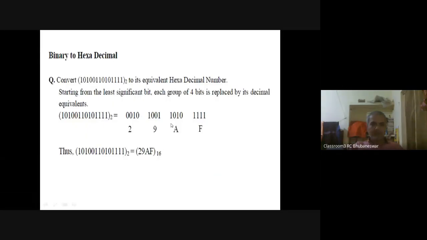तो उसके बाद ग्रुप हो गए 4 ग्रुप. 1 1 1 1 मतलब लास्ट वाला F है. 1 0 1 0 राइट साइड में लिख सकते हैं इक्विवेलेंट. 1 0 1 0 is A, 1 0 0 1 is 9, 0 0 1 0 is equal to 2. The base is equal to 29AF 16. Any doubt?